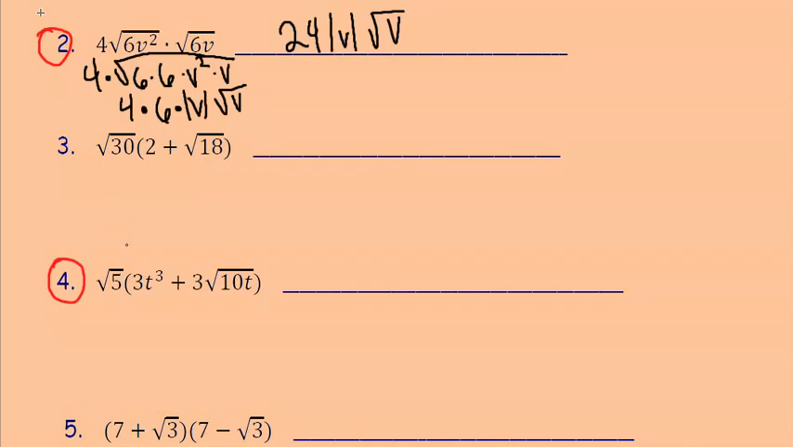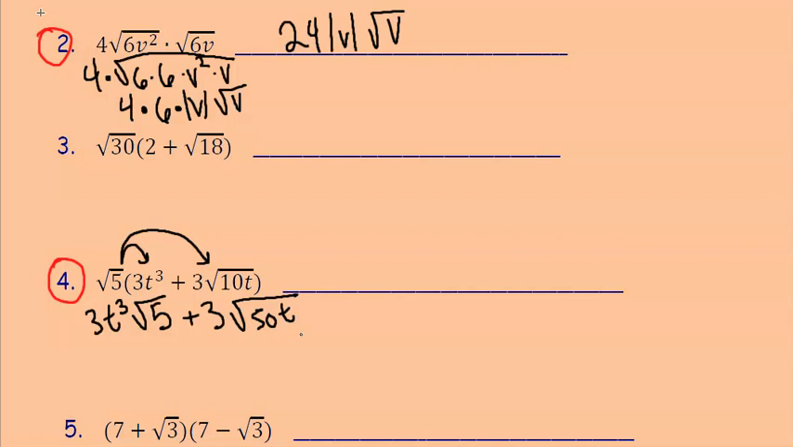Let's look at number 4. The square root of 5 times 3t cubed plus 3 times the square root of 10t. We're going to use our distributive property. Multiply each term by the square root of 5. So we would have 3t cubed times the square root of 5, and then we would have plus 3 times 10 times 5 is 50, so we have 50t.